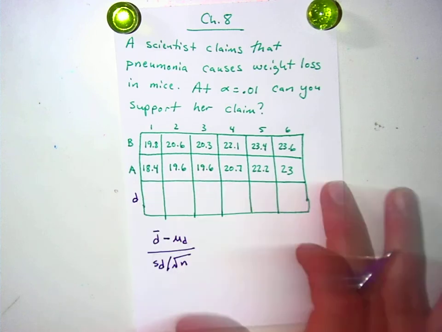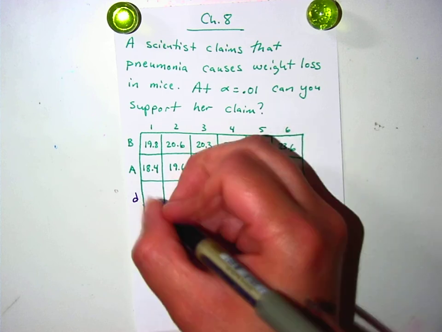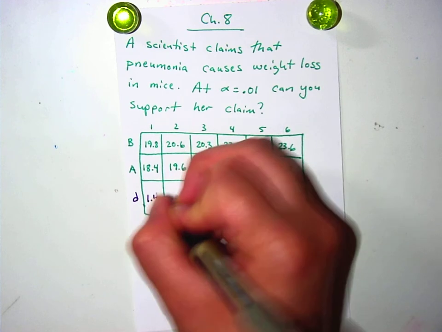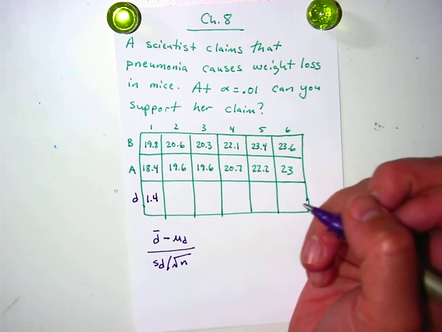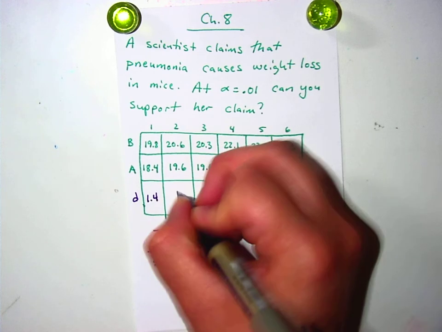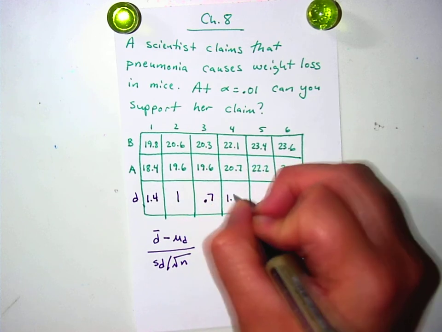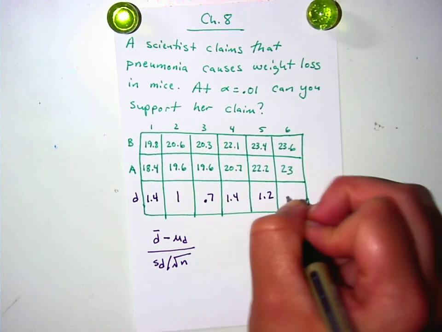So the first thing we need is all of the differences. We're going to take the before and subtract the after, which gives us 1.4. So that means that mouse lost 1.4 ounces. And then this mouse lost 1 ounce. This mouse was 0.7 ounces, 1.4, 1.2, and 0.6.